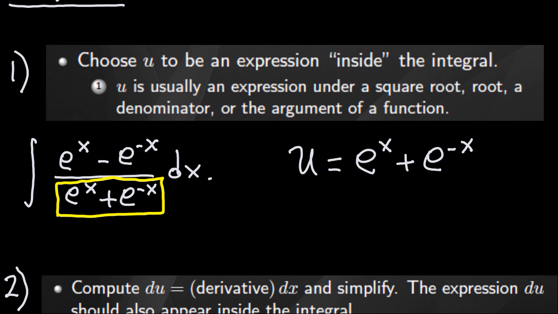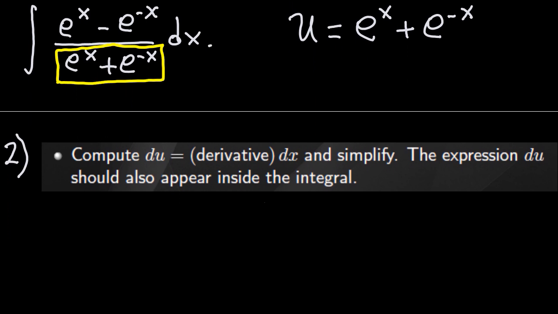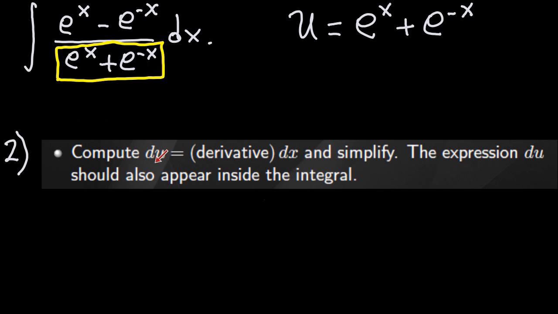After you choose your u, the next thing you have to do is compute the derivative of that. So I'm going to do the second part, which I wrote down here again: you compute du, which is the derivative of the expression in terms of x, if the variable is x, or another variable if it is t, w, s, whatever the variable is. You simplify the expression, and that expression du should be inside your integral. Now I'm going to compute du.